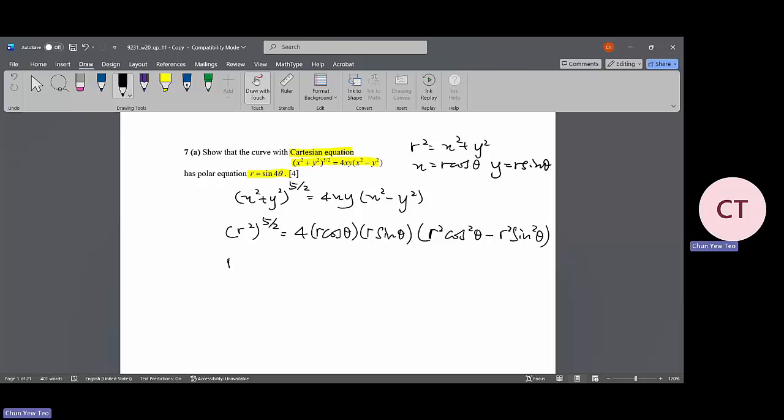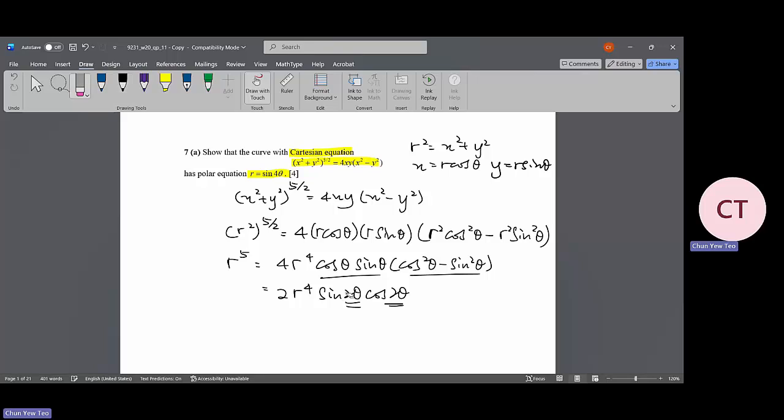So you can simplify them. This one will be 4r to the power 4 cos theta sine theta, and cos squared theta minus sine squared theta. You should know that cos squared theta minus sine squared theta is cos 2 theta. Then this one can be simplified to become sine 2 theta. This one can become cos 2 theta. And cos 2 theta, sine 2 theta, we can simplify them again by using the identity. So you will get r to the power 4 sine 4 theta.